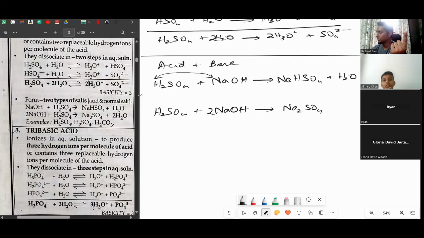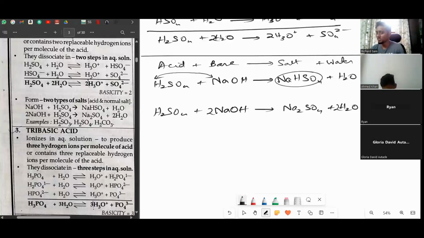See, first there were two hydrogens. Take off one hydrogen and put a sodium over it. It becomes NaHSO4. Then in the second step, you take off that hydrogen also, and you put one more sodium. So that will become Na2SO4, plus 2H2O to balance it. Okay. So here acid plus base gives what? Salt and water.